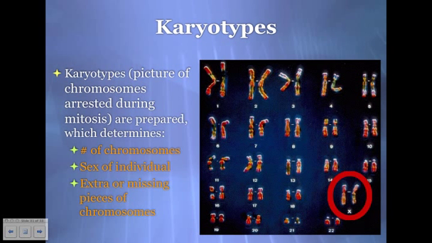are 2 X chromosomes, meaning it's a girl. However, if there was an X and a Y, it would be a male. And then finally, you can see if there are extra or missing pieces of chromosomes. By comparing the chromosomes side by side, you can see if one is longer or shorter and know if something has happened to that individual.